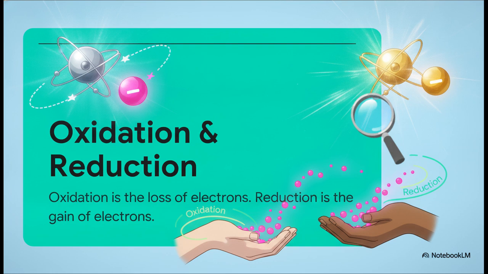If a substance gives away its electrons, it gets oxidized. If it snatches up electrons, it gets reduced. And since these two always happen together, we just smash the words together and call them redox reactions.